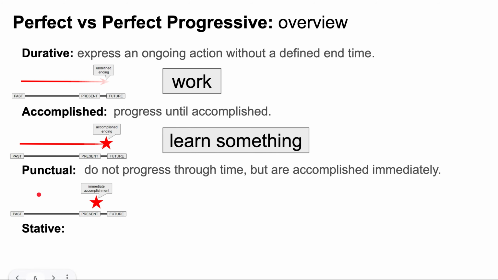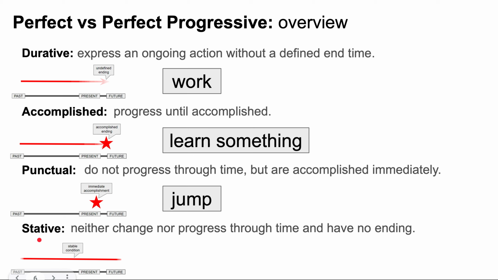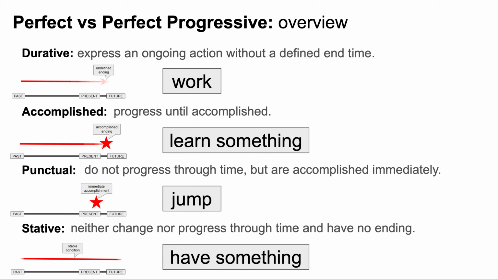Punctual verbs do not progress through time but are accomplished immediately. For example, jump. And stative verbs neither change nor progress through time and have no ending. For example, have something.